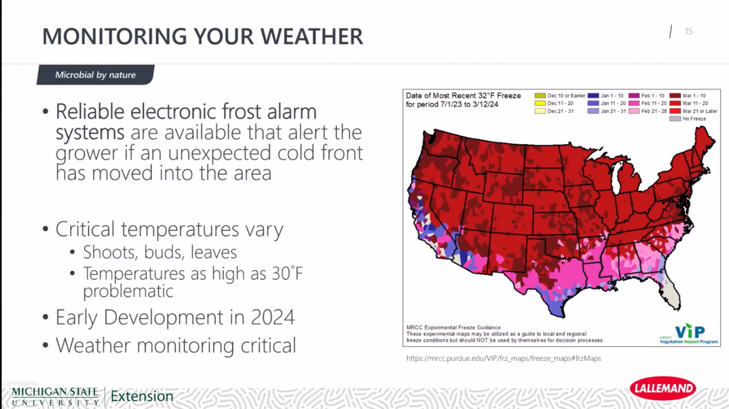moved into the area. We know that critical temperatures are what we have to be sort of aware of. And unfortunately, shoots, buds, and leaves all have different critical temperatures within a plant, and it'll also depend which developmental stage they're at. So temperatures as high as 30 Fahrenheit or as low as 30 Fahrenheit can be a problem. And unfortunately, in 2024, we've had a lot of accumulated degree days where we are getting some early development. So moving forward for this year, weather monitoring is going to be critical to kind of fighting the frost.